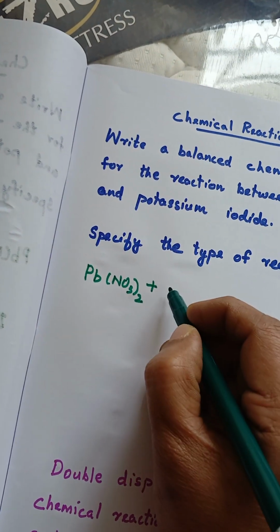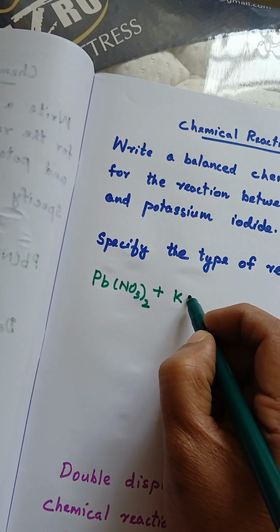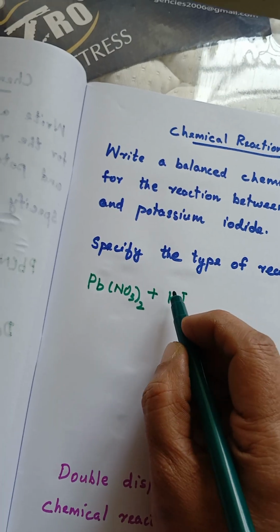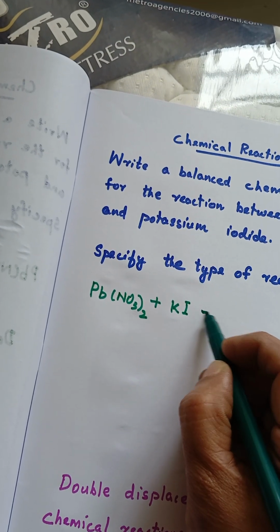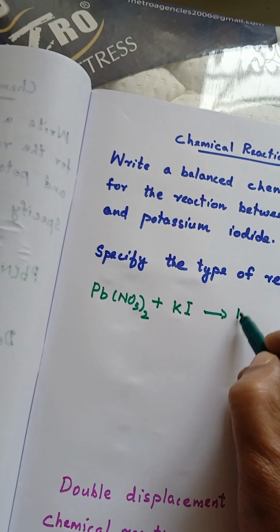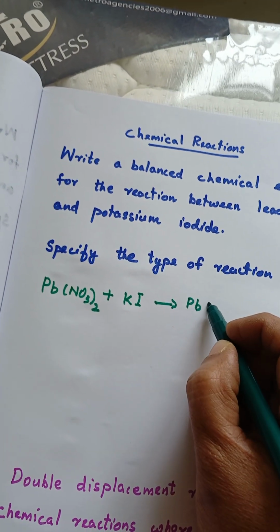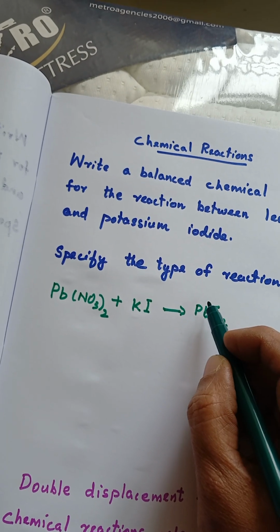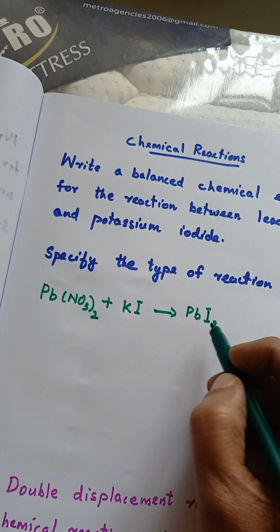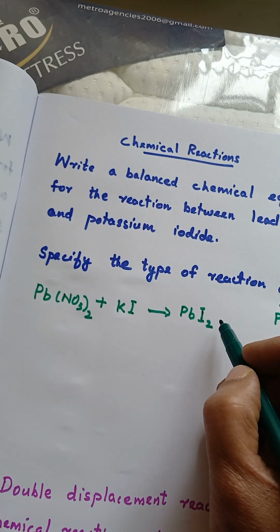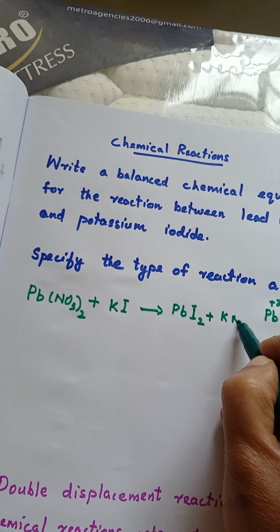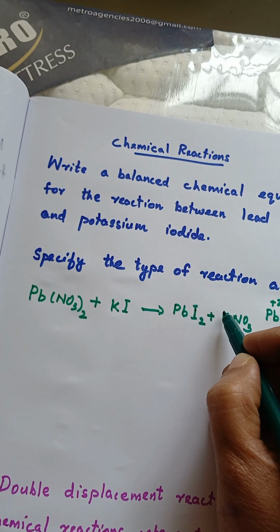Potassium iodide, KI. K has +1 charge, iodide has -1. So KI will give you Pb, what will be the formula? PbI2. Lead has +2, iodine -1. When we interchange, we will get it like this. Plus KNO3. +1, -1.